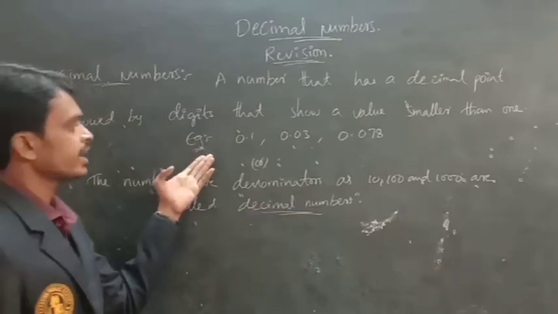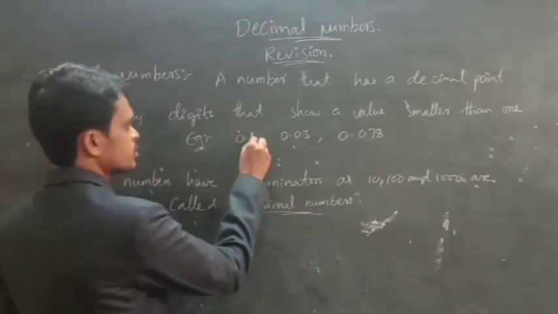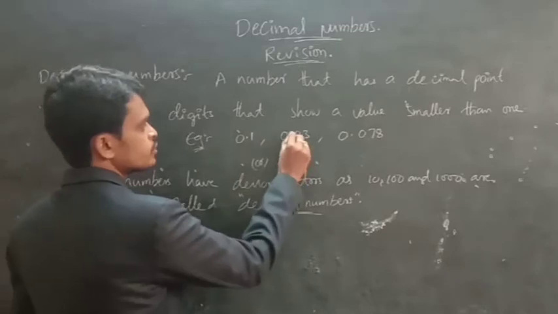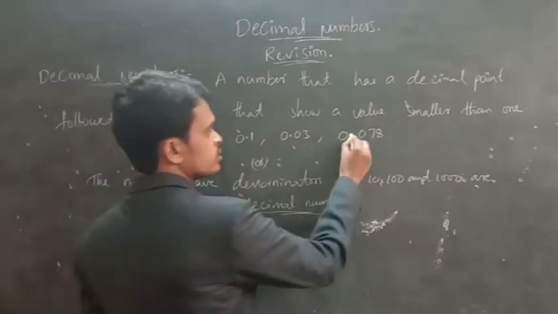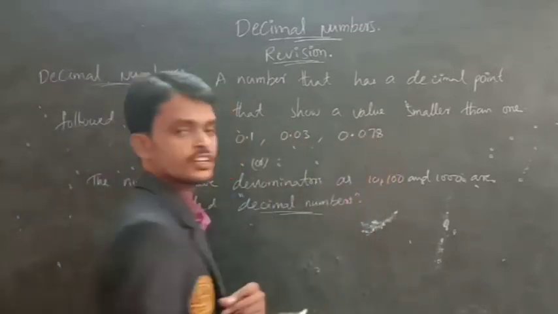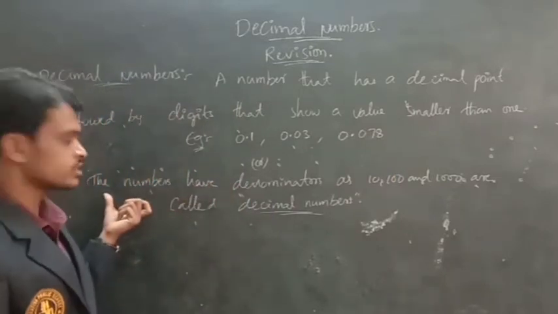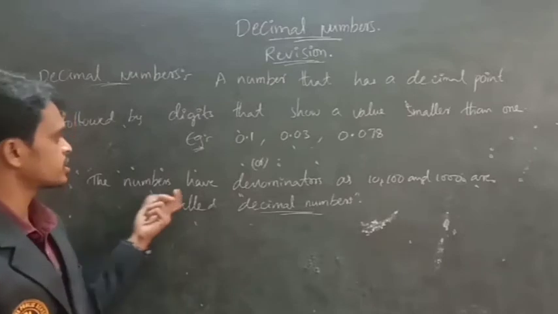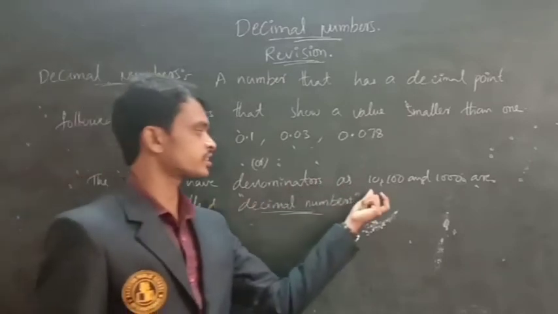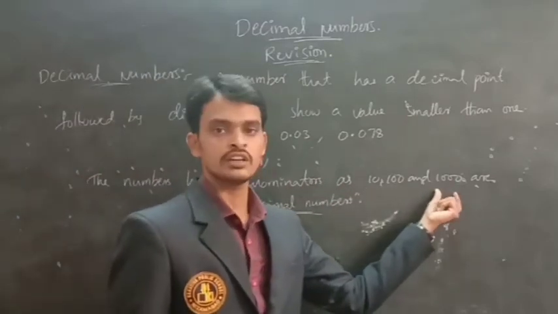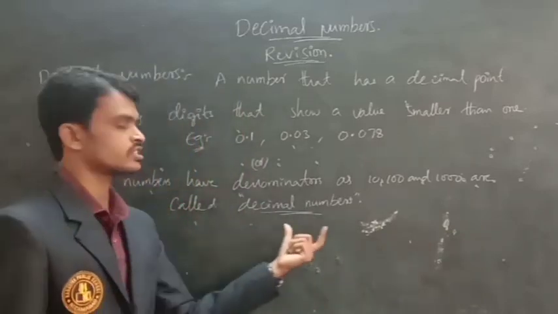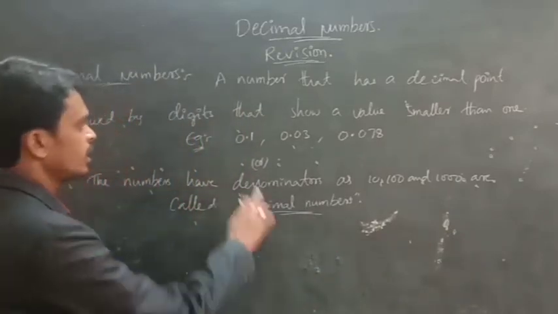These are examples of decimal numbers: 0.1, 0.03 and 0.078. Another way we can define decimal numbers: numbers that have denominators of 10, 100, 1000 are also called decimal numbers.